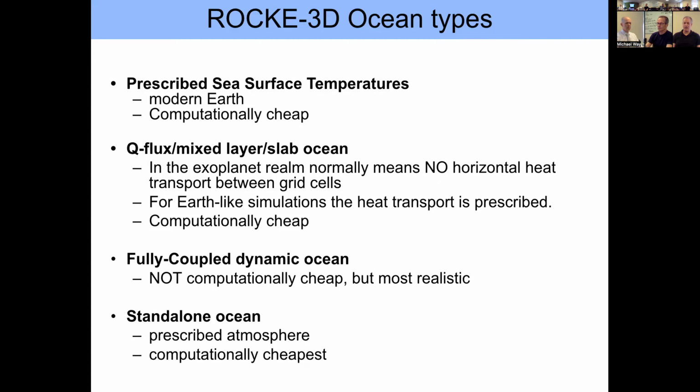Or in some cases, in our solar system, we have icy moons like Europa around Jupiter, or Enceladus around Saturn, where you have a whole ocean surrounded by a thick ice shell. So you don't have any atmosphere. So in this case, you will need to use a standalone ocean run.